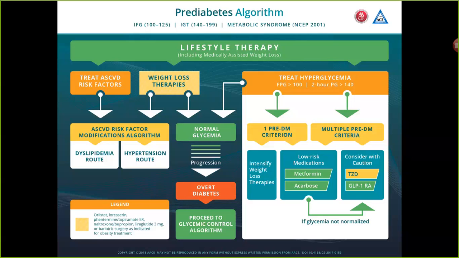It has on there whether to start medication or not. So this is a good flow chart to look at and say, okay, where do I need to start with this patient who has prediabetes? But again, basically the main thing for them is the lifestyle therapy.